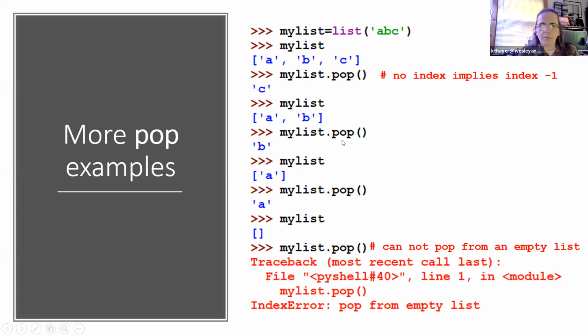My list.pop, again, will pull off the last one, and now only A is left in the list. My list.pop, we take A off and the list is empty. If we try to run it again, it's not going to work because the list is empty and there's nothing else that can be pulled out of it, so you get an error.